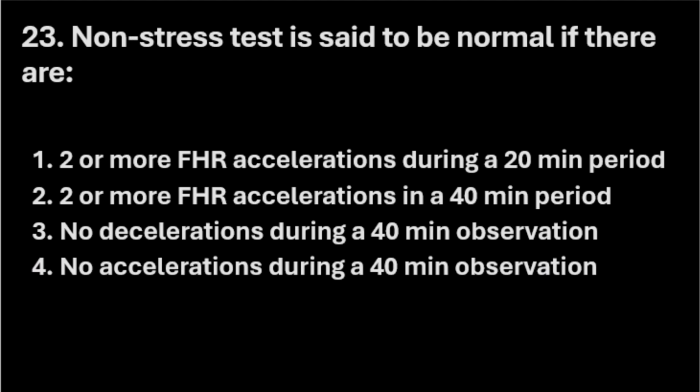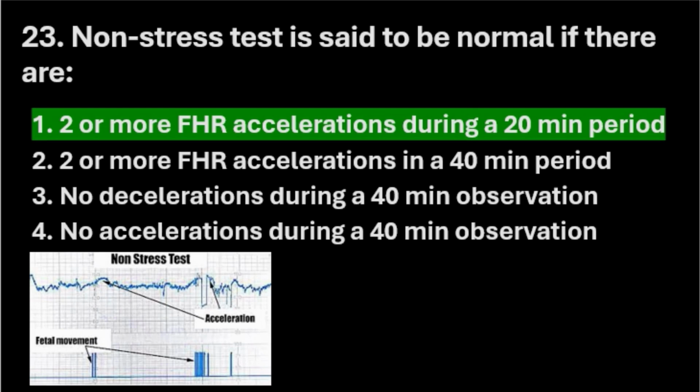Next question. Non-stress test is said to be normal if there are option 1 2 or more FHR accelerations during a 20-minute period. Option 2 2 or more FHR accelerations in a 40-minute period. Option 3 no deceleration during a 40-minute observation, and option 4 no acceleration during a 40-minute observation. Right answer here is option 1, 2 or more FHR accelerations during a 20-minute period. Then only a non-stress test is said to be normal.